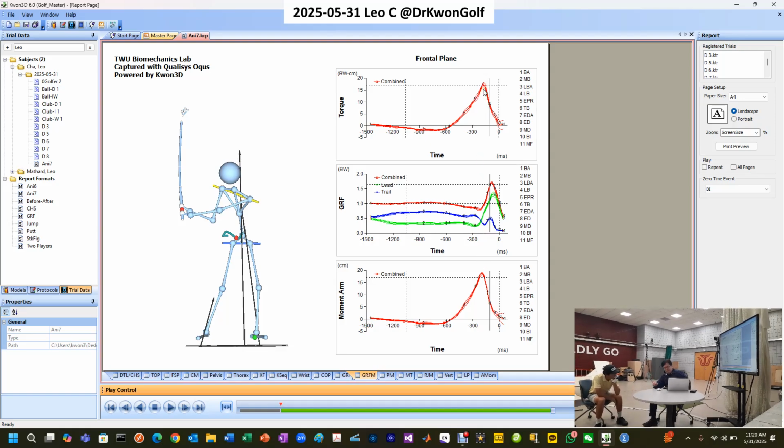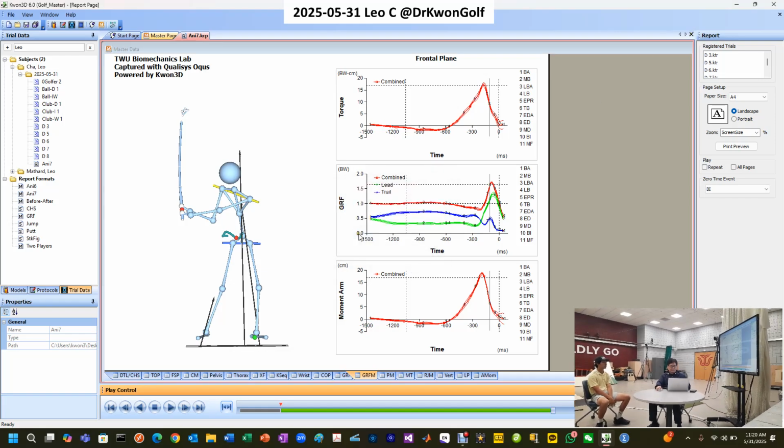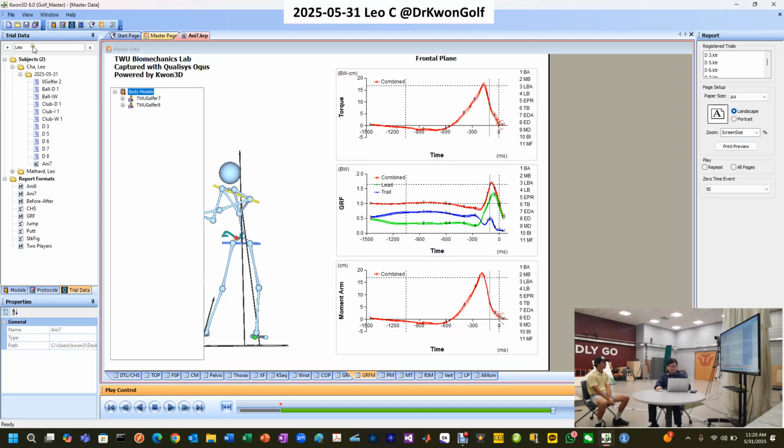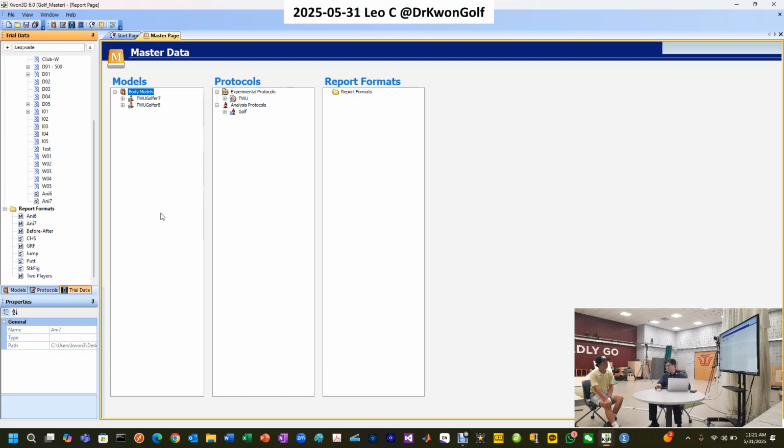Before we close this one, let me show you another pattern that will be somewhat different from yours. Okay? That way, I think we can see some other possibilities here. This is Grant Waite. He is a former PGA Tour player.